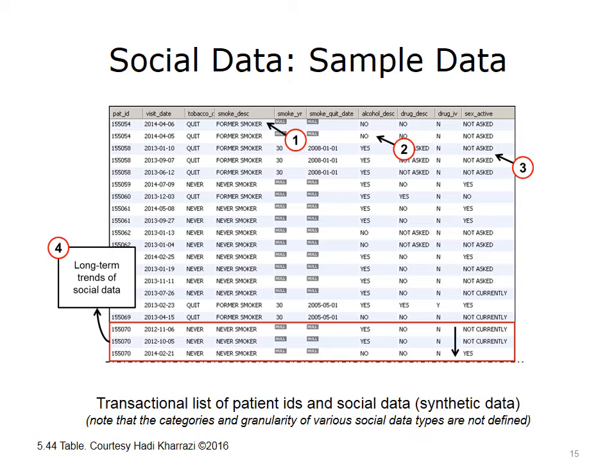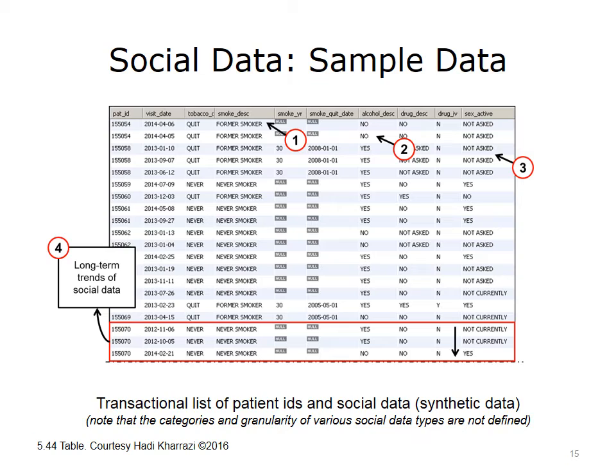This table shows a list of patients and a select list of their social data based on synthetic data. This is a transactional table, meaning that social data captured in a new visit are listed on a new row. Arrow 1 shows the description of the smoking status. However, when number of years is missing, it will be complicated to measure the intensity of smoking history.